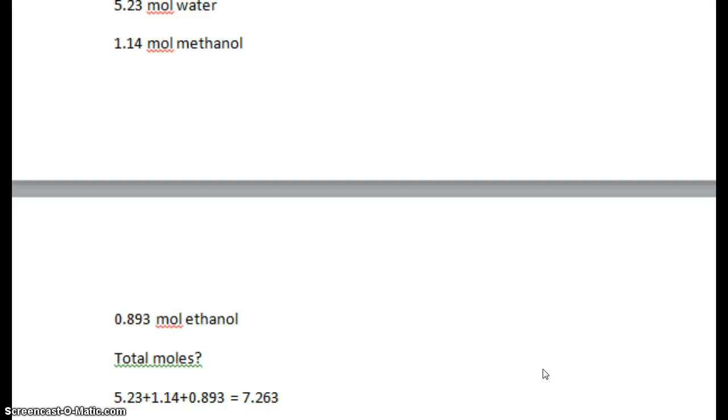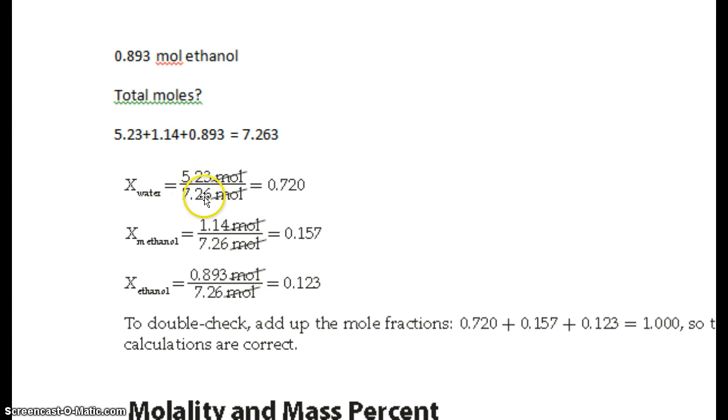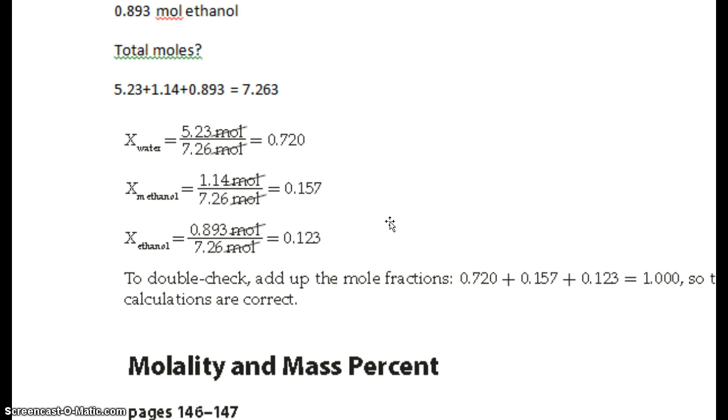And if I want to know how much of each I have, what do I do now? I simply set up my fractions. So how many moles of water divided by the total moles? How many moles of methanol divided by the total moles? How many moles of ethanol divided by the total moles? If I add these up, it should equal 1, and that's just like if you made them all percentages, it would equal 100%. All right, let's go ahead to the next section, which is molality and mass percent.